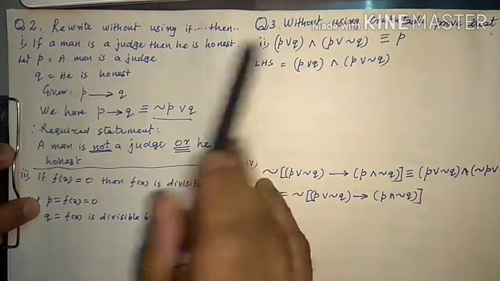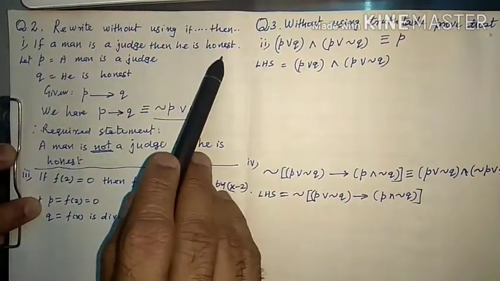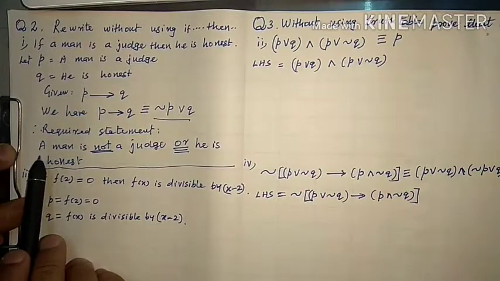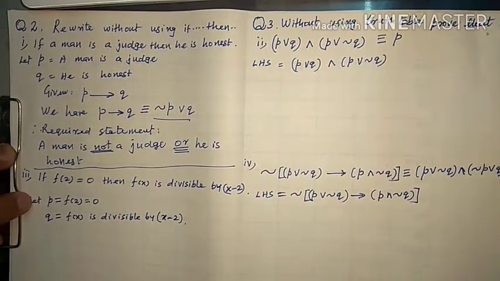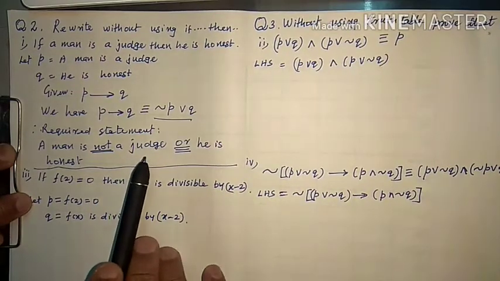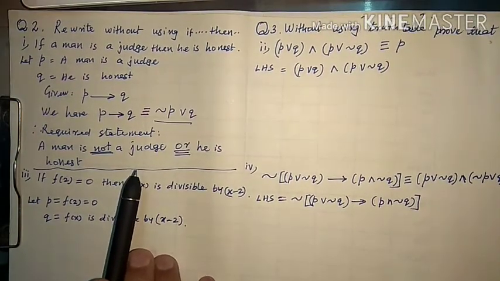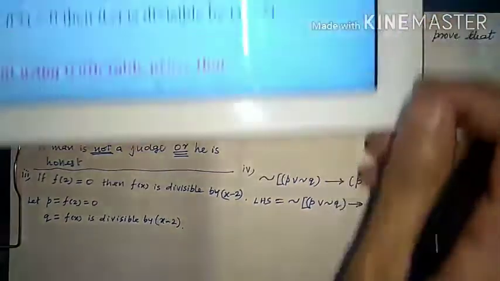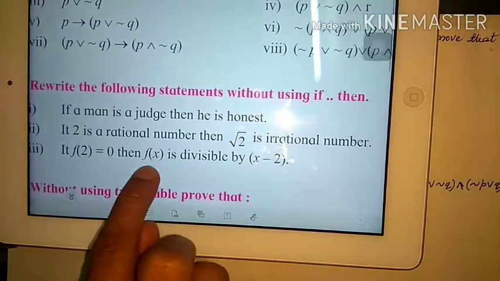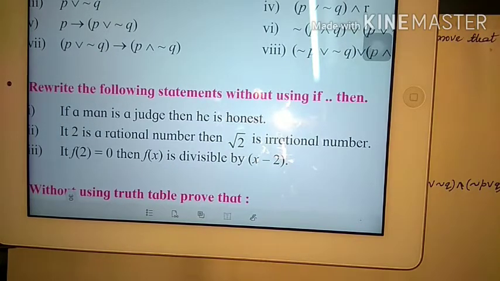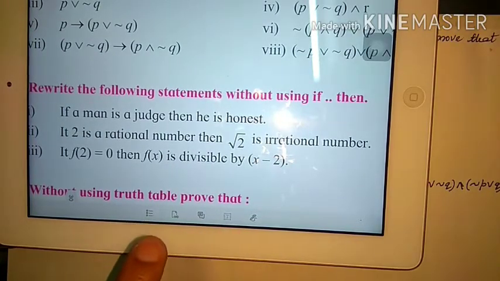If then we are leaving. If a man is a judge, then he is honest, is equivalent to a man is not a judge or he is honest. That is question number 1. Now, after the first, I do the third. Second, you may try. That is very easy only. Make an attempt. It's very simple. If you are not getting it, we can discuss.